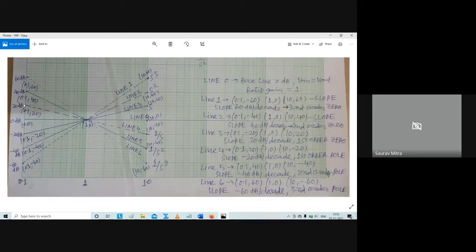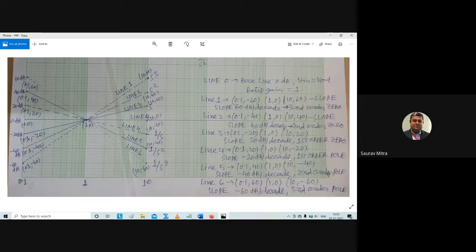Why? Because it is starting from 0.1 comma 20, and in 1 decade, from 0.1 to 1, it should fall by 20 dB. So at 0.1 the amplitude is 20 dB, and at 1 it is at 0 dB, and the difference, 20 dB minus 0 dB, is 20 dB. So in 1 decade it is falling by 20 dB. So what is the slope of line 4? It is minus 20 dB per decade.